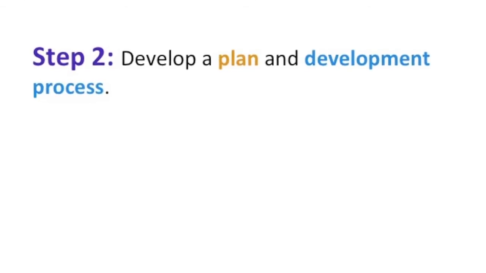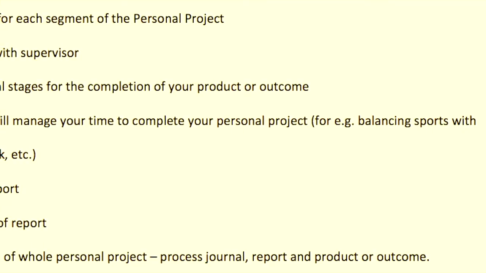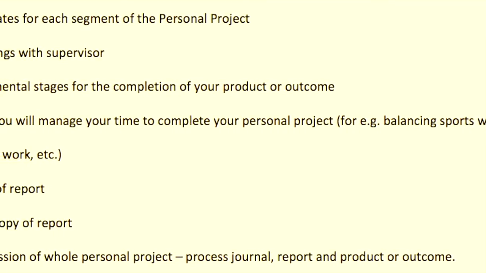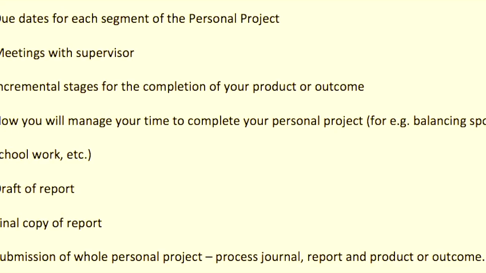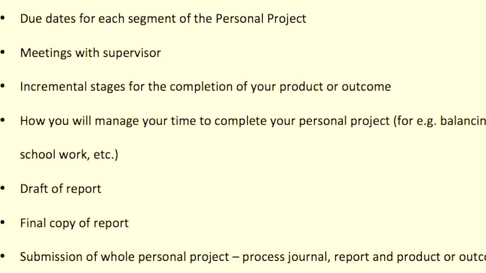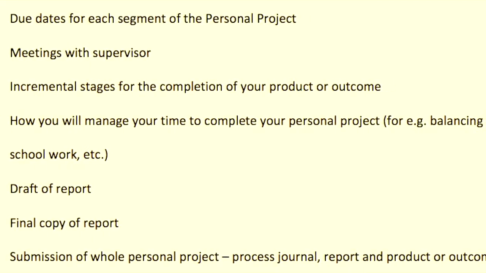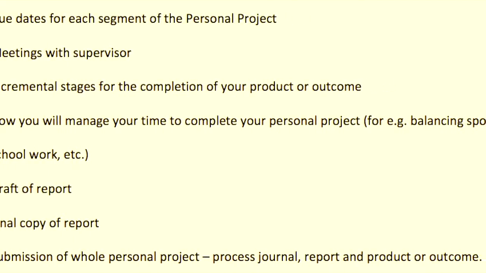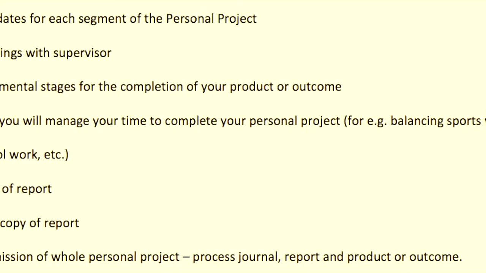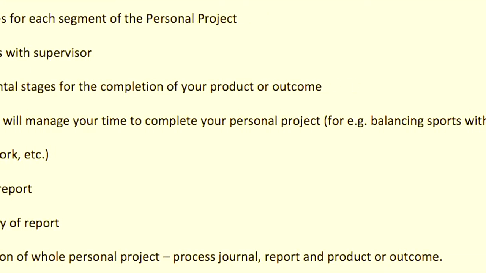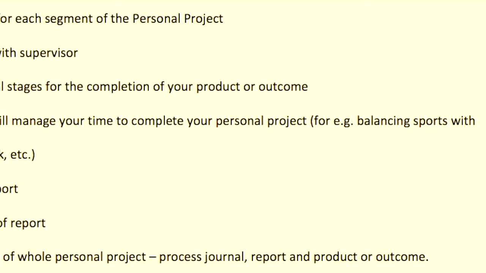Step 2. Develop a plan and developmental process. In your process journal, you need to develop a plan and development process for the completion of your project. It's a good idea to start with a timeline that plans for the following: due date for each segment of the personal project, meeting with the supervisor, incremental stages for the completion of your product or outcome, how you'll manage your time to complete your personal project, for example, balancing sport with schoolwork, etc. Draft or report, final copy of report, submission of whole personal project, process journal report, and product or outcome.